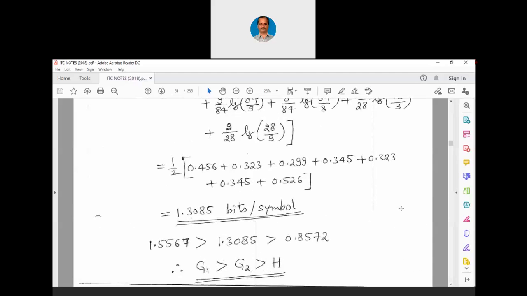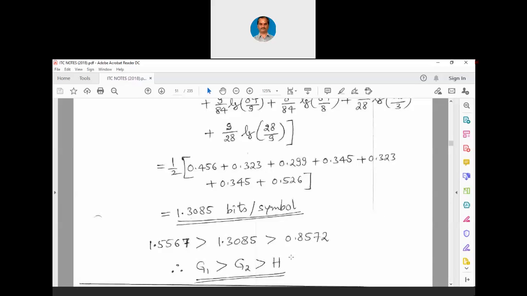This way you can see G1 is greater than G2, which is greater than H. Still, if we want to conserve the data rate at the source, we can go for G3, G4, G5 that way. By combining more and more symbols into a sequence, we can save the data rate at the receiver.